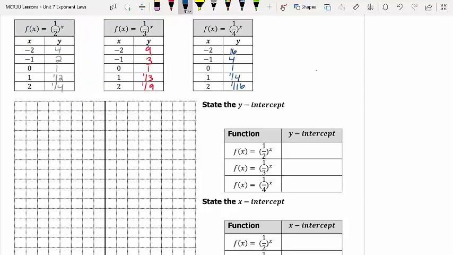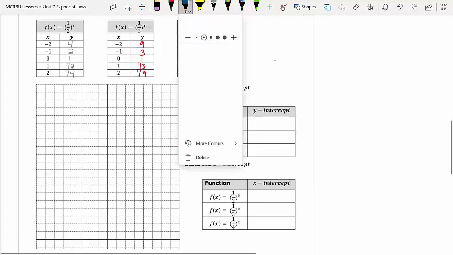Okay, so this is what you should have got once you filled in all of the y columns in the tables. Now let's go ahead and graph each of these functions. So I'll do the first one with you.